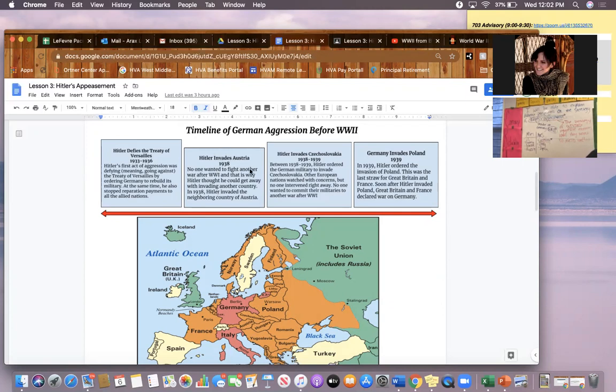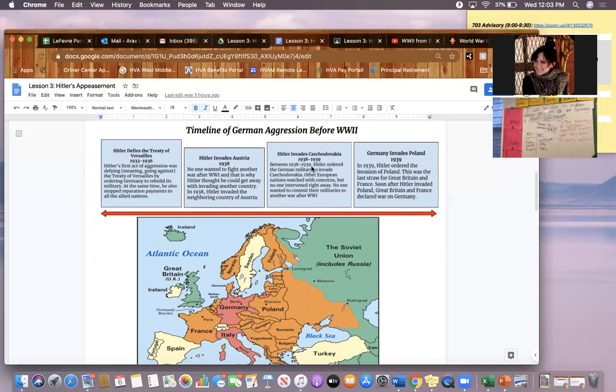Then in 1938, Hitler invades Austria. No one wanted to fight another war after World War I, and that is why Hitler thought he could get away with invading another country. In 1938, Hitler invaded the neighboring country of Austria, which on your map, if you look closely, is right to the south of Germany.